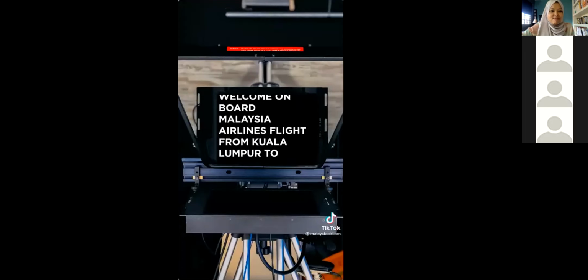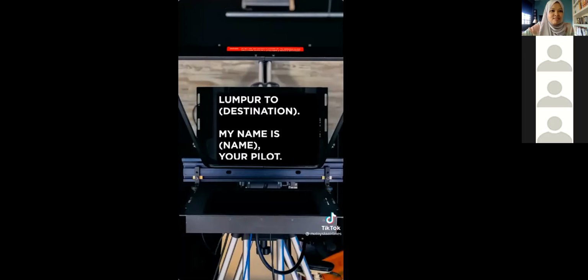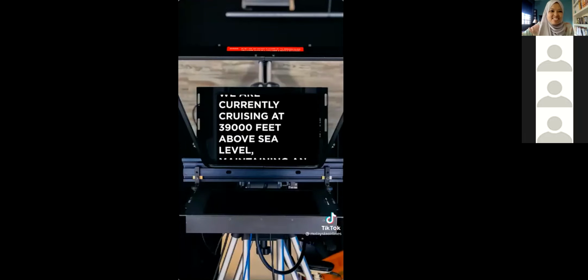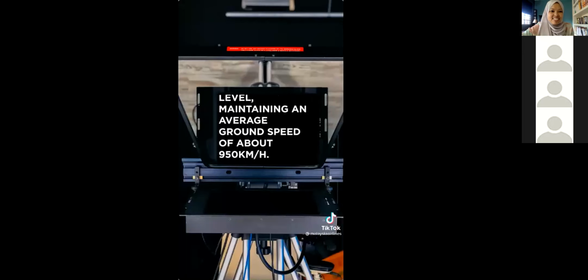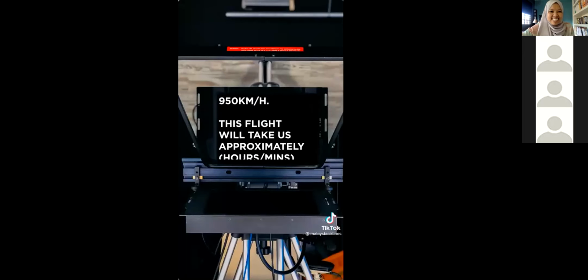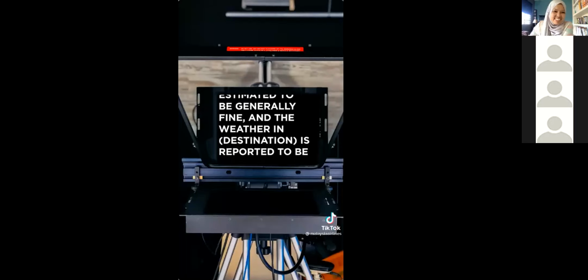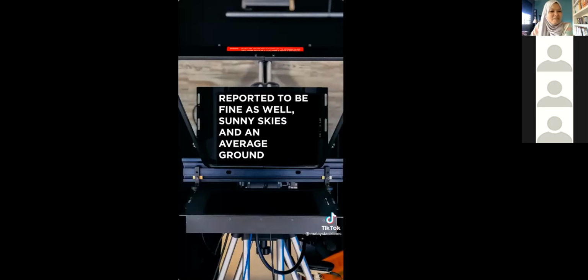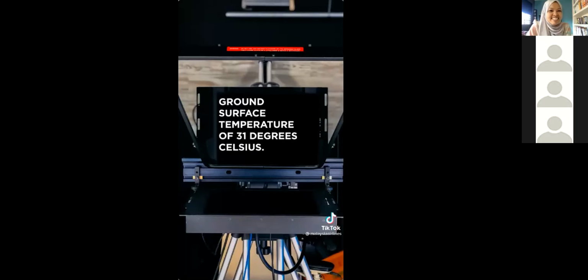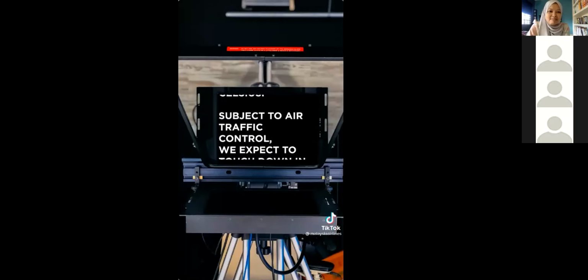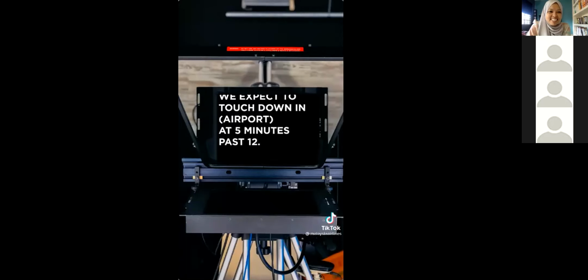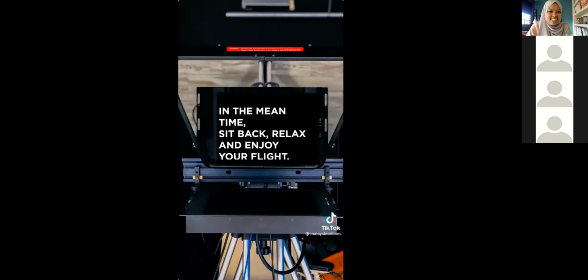Very good morning, ladies and gentlemen, boys and girls. Once again, welcome on board Malaysia Airlines flight from Kuala Lumpur to Kota Kinabalu. My name is Daniel, your pilot. For your information, we are currently cruising at 3 feet above sea level, maintaining an average. This flight will take us approximately 1 hour. The weather en route is estimated to be generally fine, and the weather is reported to be fine as well. Sunny skies of 31 degrees Celsius, subject to air traffic control. We expect to touch down in KLIA at 12:05. In the meantime, sit back, relax, and enjoy your flight.